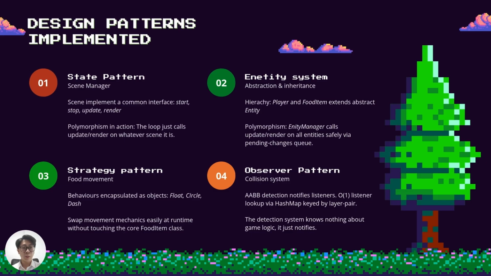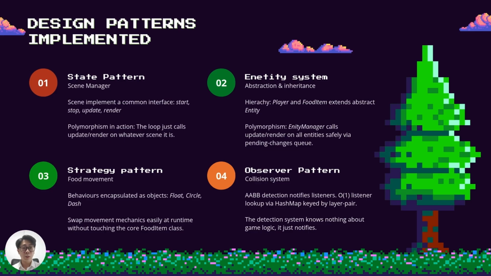Next is the strategy pattern for food movement. We created a movement strategy interface with 3 implementations: float strategy for slow drifting food, circle strategy for orbiting food using trigonometry, and dash strategy for junk food that bursts in random directions. Each food item holds a movement strategy and simply calls strategy.update. Changing movement only requires swapping the strategy object. The food class never changes.